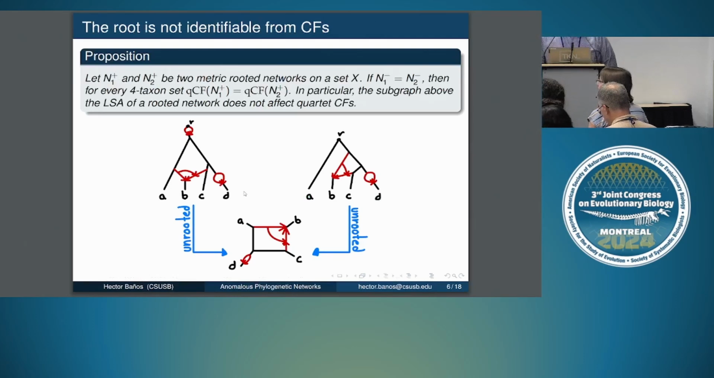Okay, our first result is this: suppose you have 2 rooted metric networks. If when you unroot them they have the same unrooted network, then the set of concordance factors will be the same. What this is telling us is that if you're using concordance factors, you cannot distinguish the root, or you cannot know anything about the LSA. So if you have a complex hybridization happening above the LSA, there's nothing you can do about it when working with concordance factors.